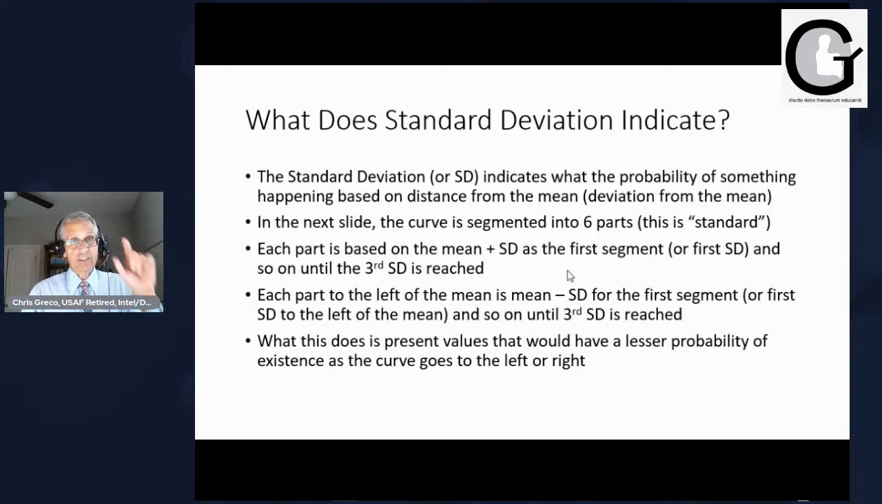So what this does is it presents values that have a lesser probability of existence as the curve goes left to right, and then right to left on the other side. Basically, from 0 this way, less and less probability, and from the other way, less and less probability. So the curve goes out to either side.